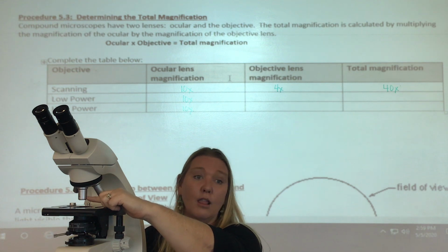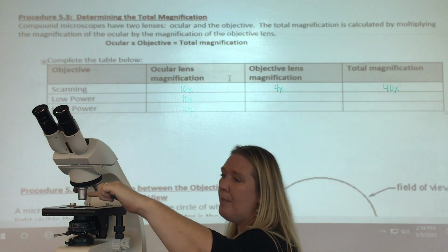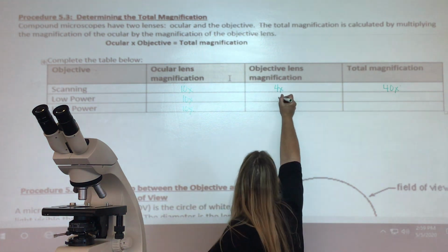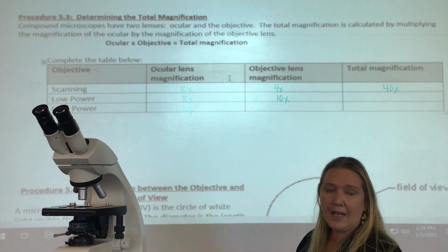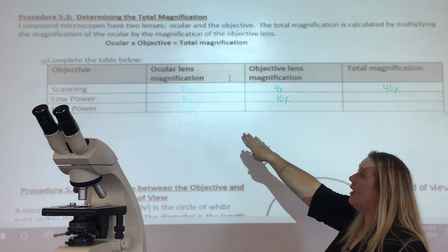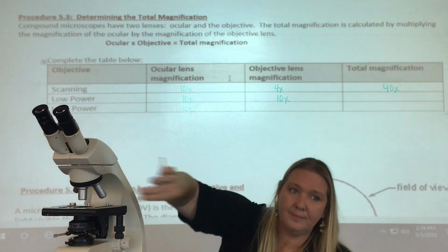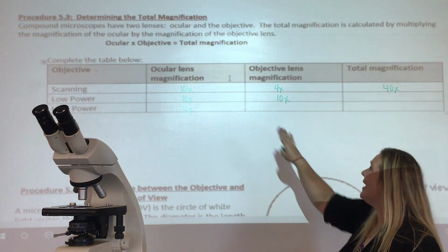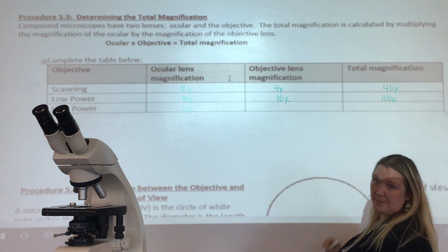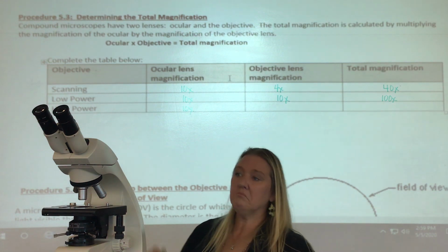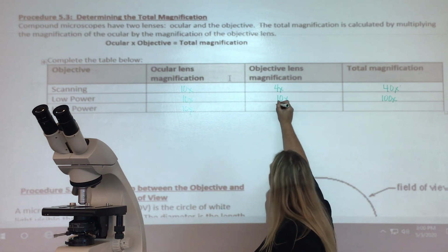I get all focused, I've adjusted everything I need to adjust, and now I put the next objective in place. This is the low power. It's the middle size one, and on the side of it, it has 10x. What is the total magnification of the low power with 10 times 10? That object is going to be magnified 10 times 10, which would be 100 times.